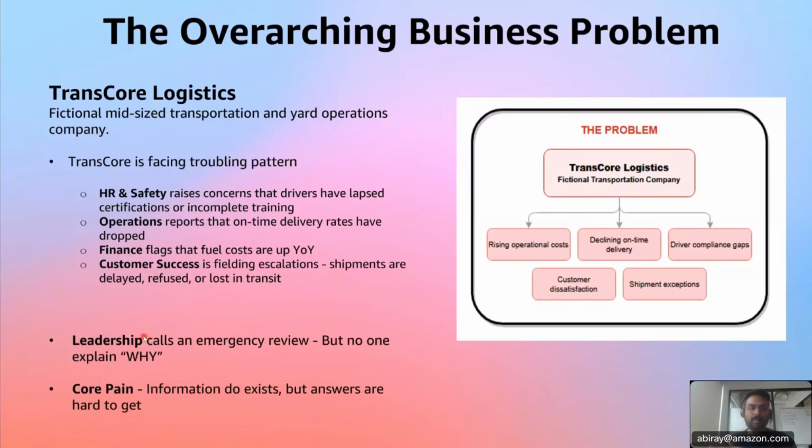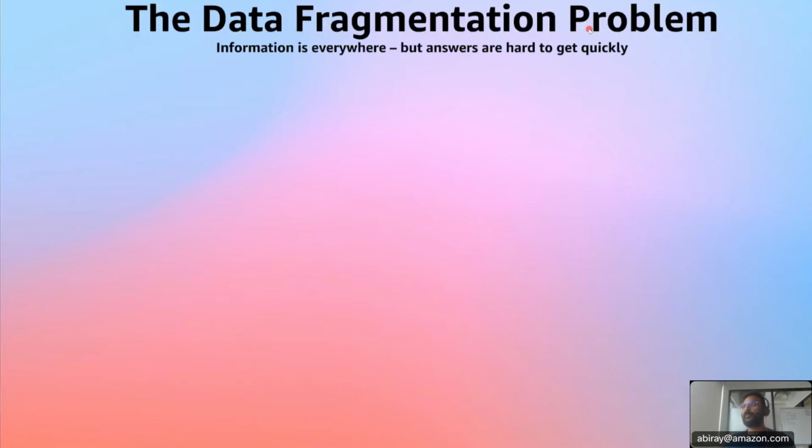So let's understand why Transco Logistics can't get their answers faster. The core problem isn't lack of data. The company does have all the data in-house to find answers. So now you must be wondering, if the data exists, then what's the problem? Why can't the company get their answers sooner? This brings us to the core problem, which is the data fragmentation problem. Information is everywhere, but answers are hard to get quickly.